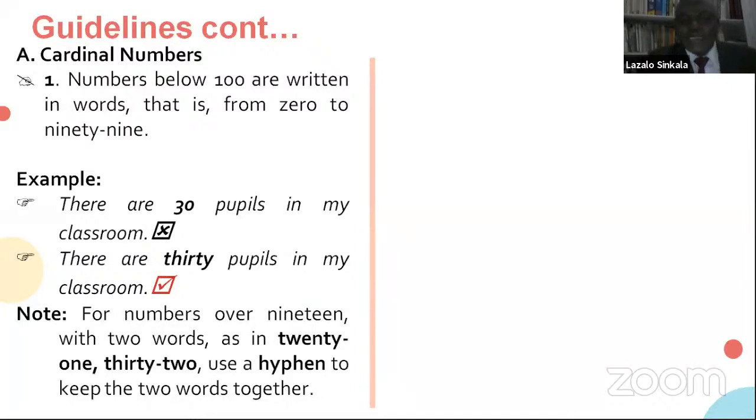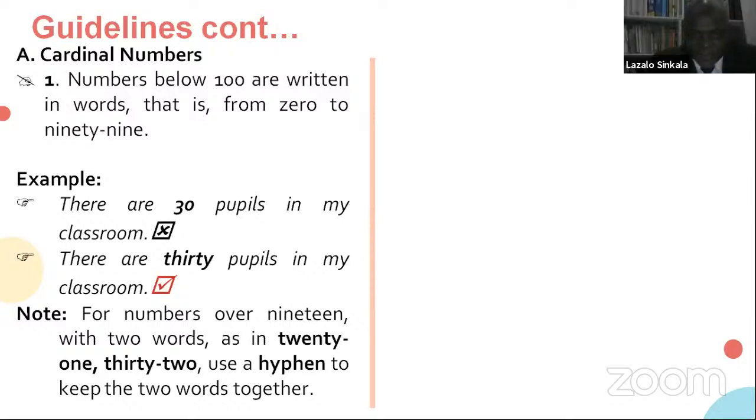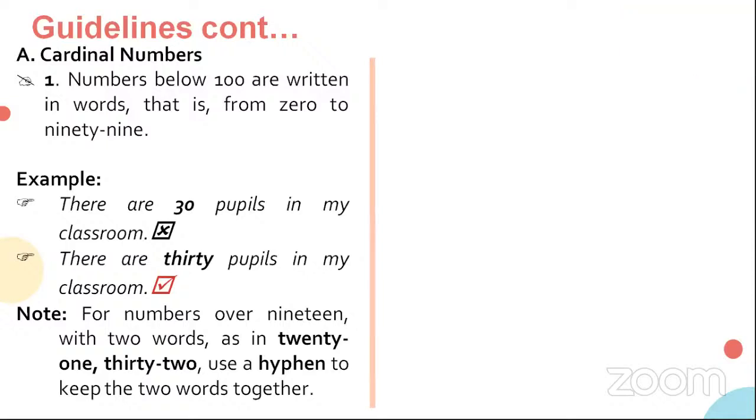For numbers over 99 with two words, as in 21, 22, use a hyphen to keep the two words together. So learners, again, we need to teach them that even when they write correctly in words, in a figure, they write it in words. Those that have combined with two words, you use a hyphen.